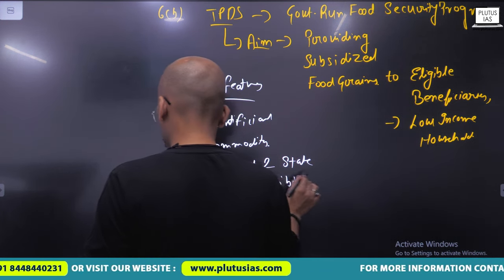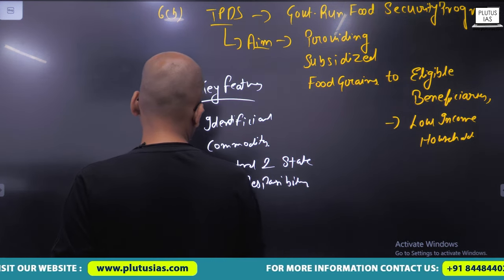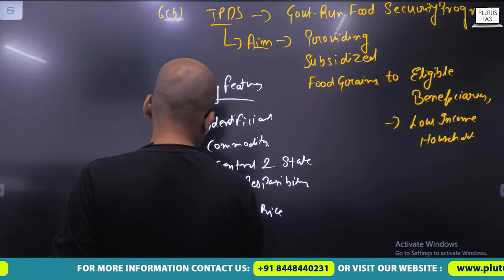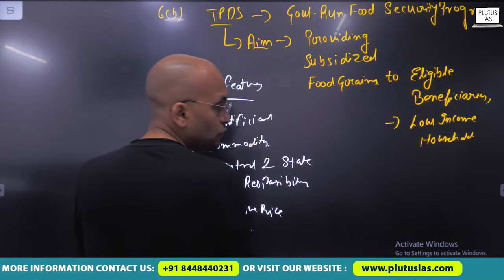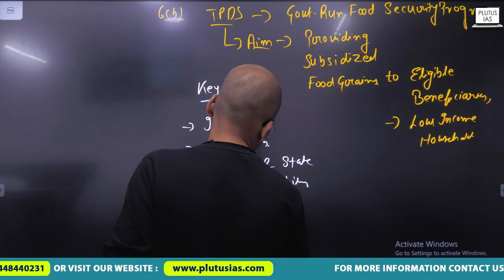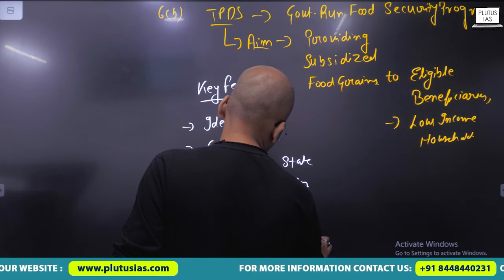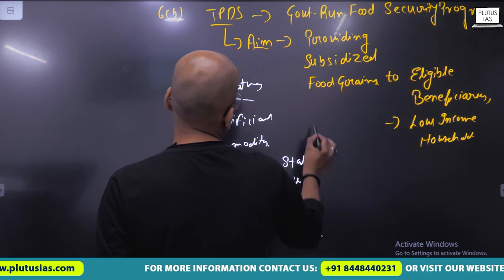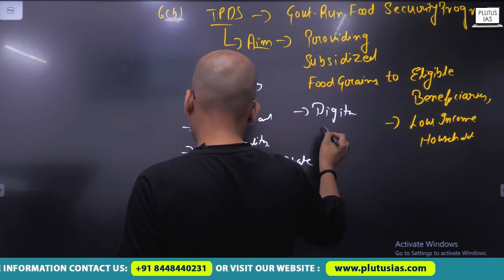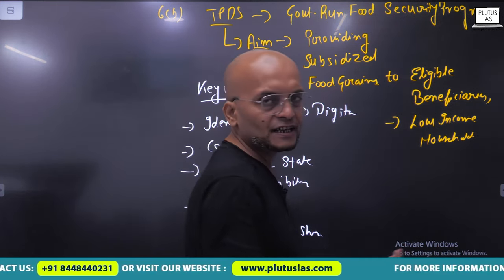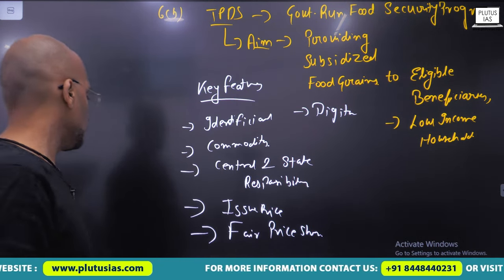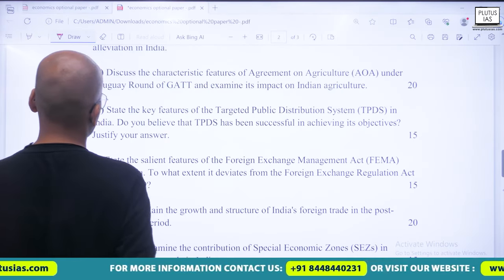Then the distribution of the grains, then the issue price, then the fair price shops where these grains can be availed. Okay, digitalization and transparency. Fine. Aadhaar integration, all these aspects you can keep in mind. Fine. Moving on, next question.